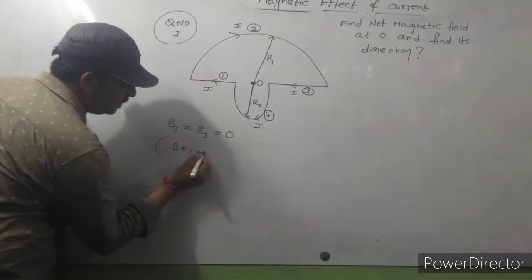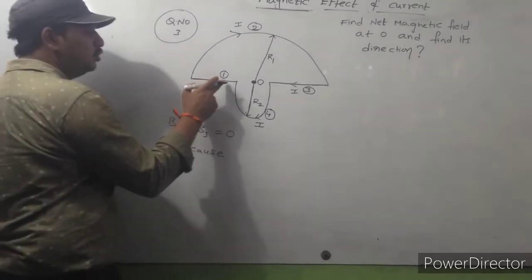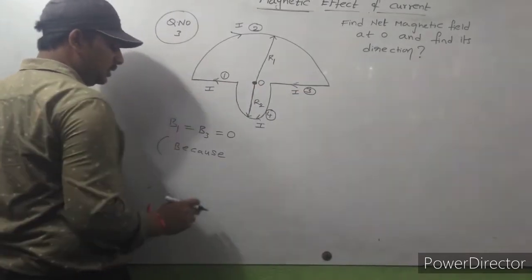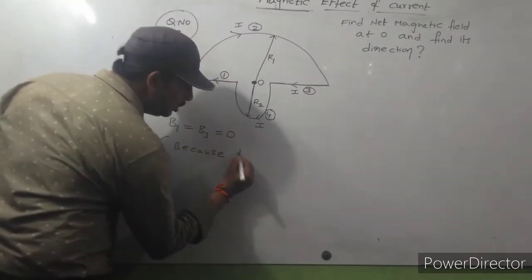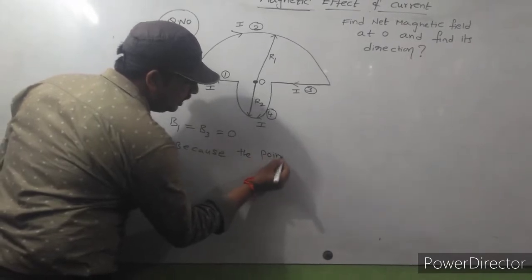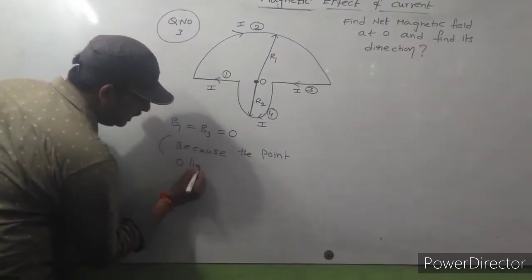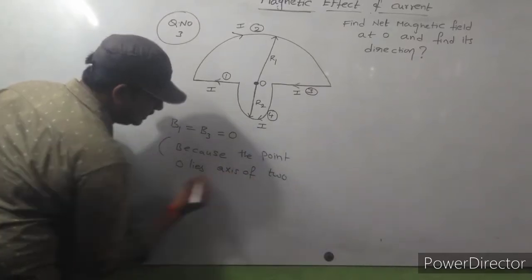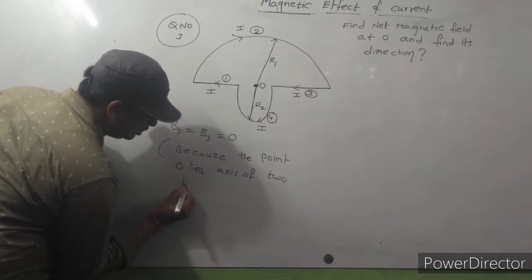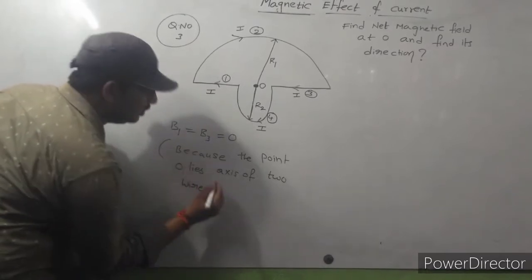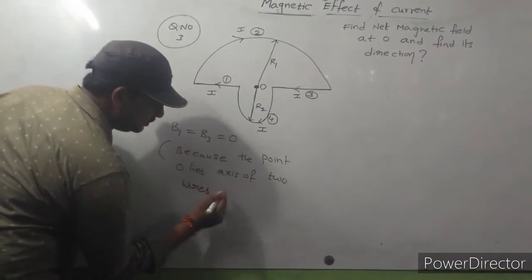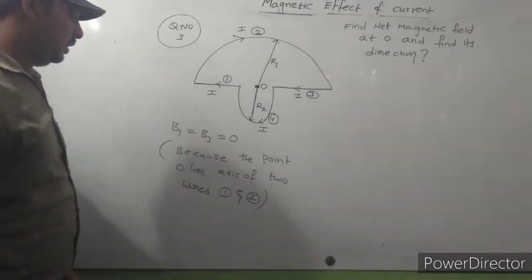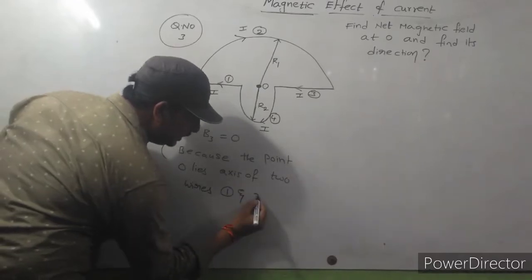Because the magnetic field due to part 1 and the magnetic field due to part 3 at O, the point O lies on the axis of the two wires, wires 1 and 3.